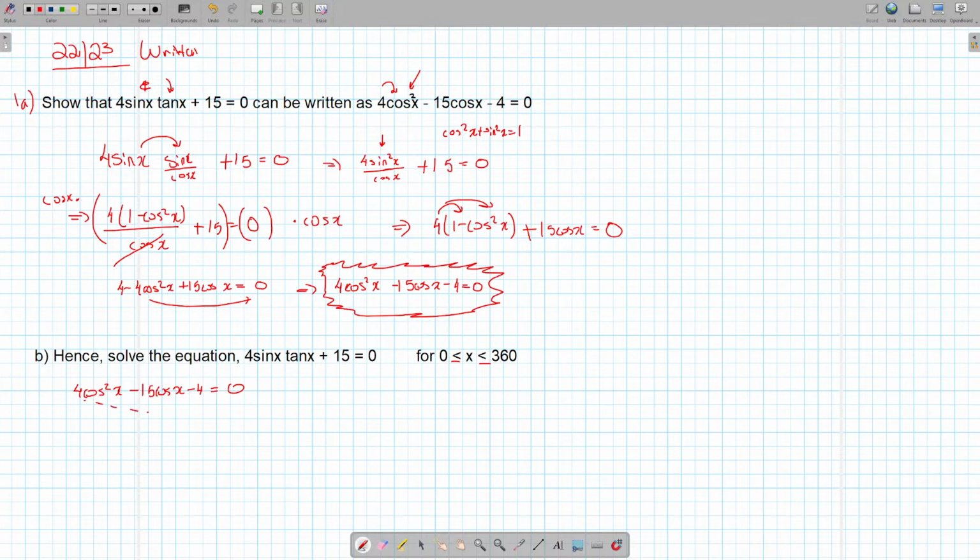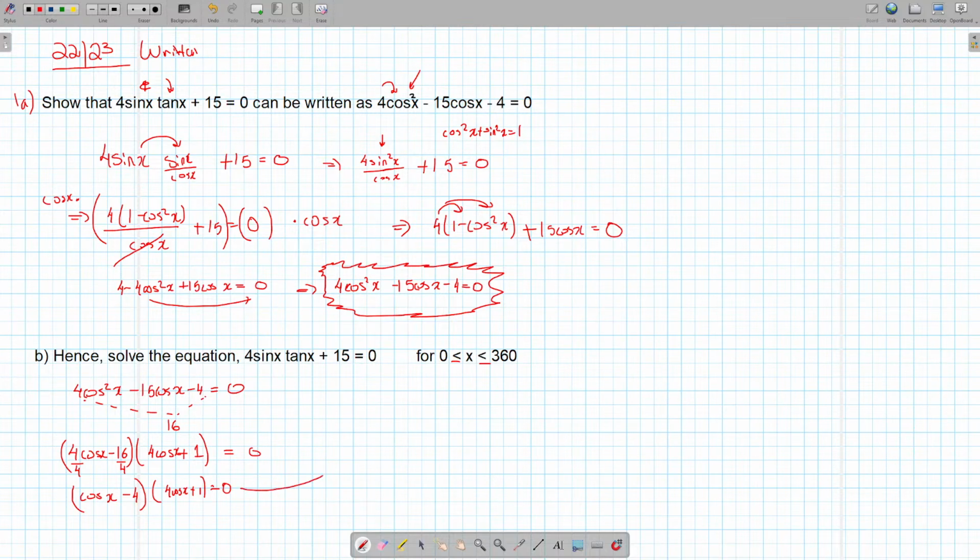Let's see, can we factor? Yes, we can. 4 times 4 is 16. Which two numbers multiply to get 16 but when you subtract them, you get 15? 16 and 1. Okay, so you're going to get 4 cosine and 16, and then 4 cosine and 1. The minus will go here, and the plus will go here, equals 0. If you divide by 4 on both sides, you're going to get cosine x minus 4, times 4 cosine x plus 1, is equal to 0.